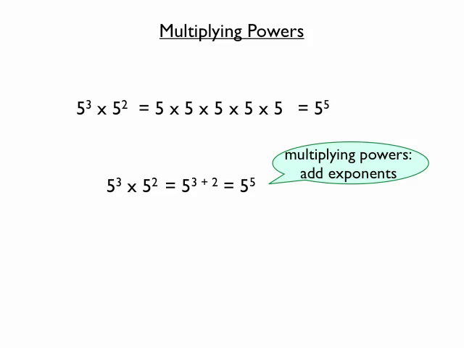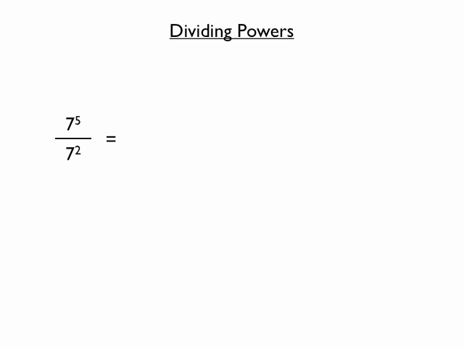We turn next to an example with division. If we divide 7 to the 5th power by 7 squared, the 5th power on the top tells us to multiply 7 by itself 5 times, and the 2nd power on the bottom tells us to multiply 7 times 7.